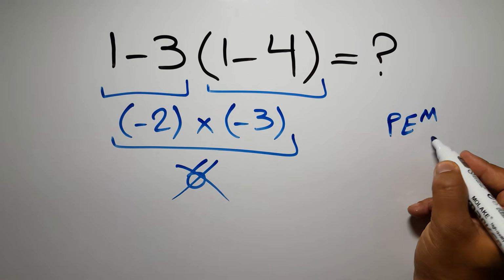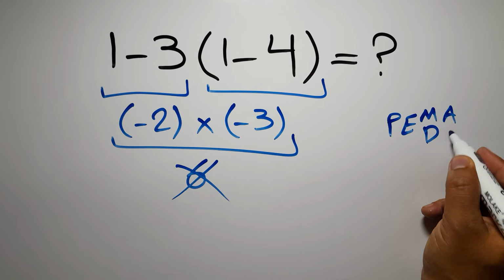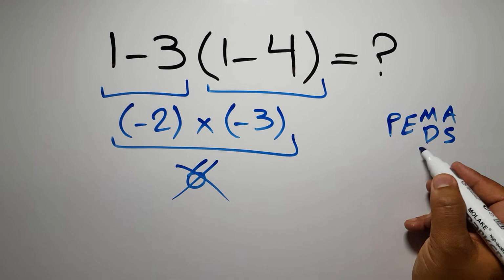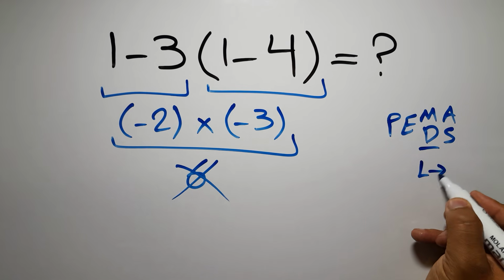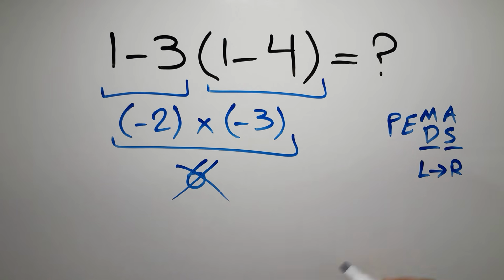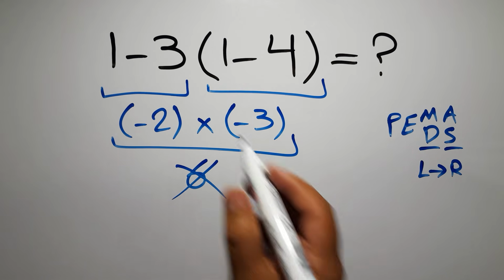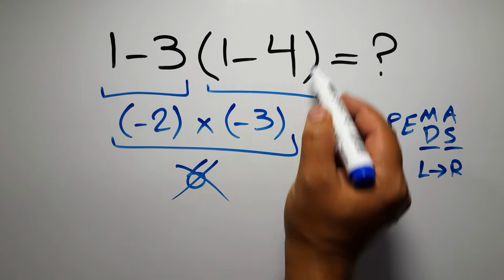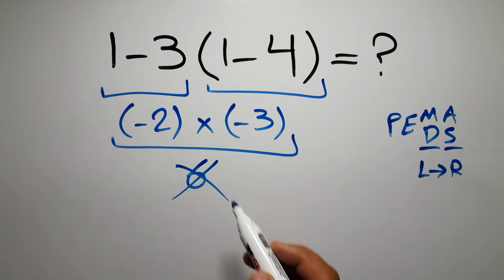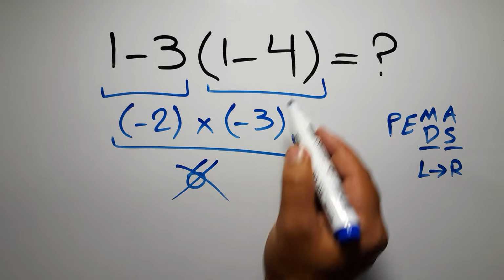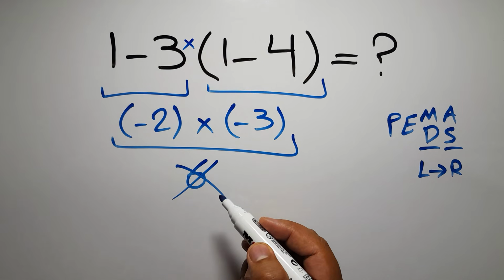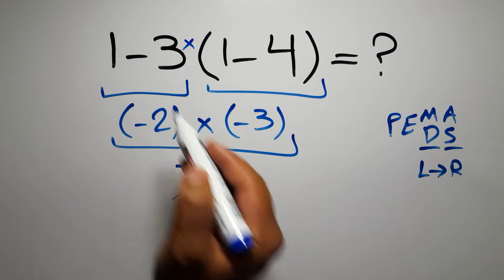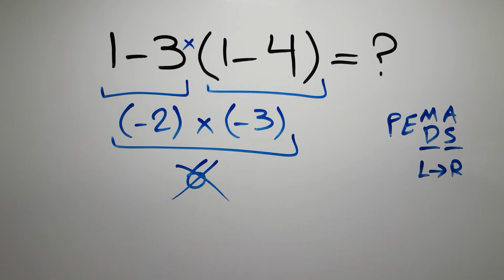exponent, then multiplication or division, and finally addition or subtraction. Remember that multiplication and division have equal priority, and we have to go from left to right. And the same applies to addition and subtraction. So here, first we have to do this parentheses, not this subtraction. And after this parentheses, we have to do this multiplication. And finally, this subtraction. Okay?